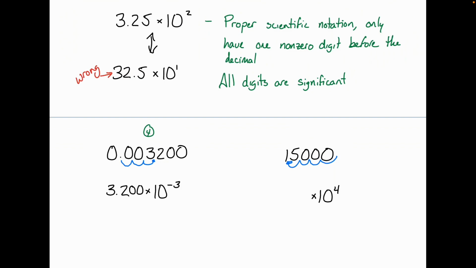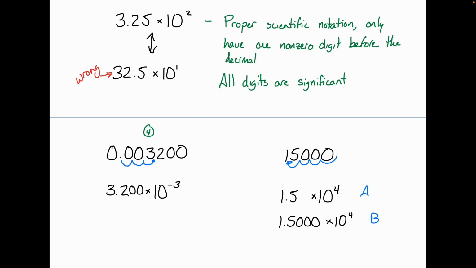All right. So should it be 1.5 or 1.5000 times 10 to the 4th? Which one of these two is going to be correct? Let's take a poll here. Let's say A and B. Who thinks it's A? Who thinks it's B? Excellent. So it is going to be A here.